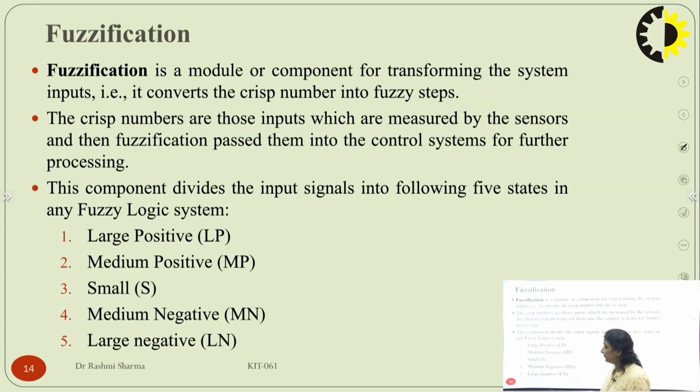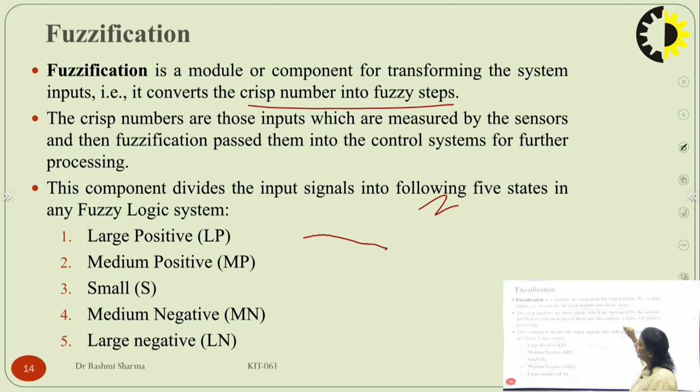Then what do we mean by fuzzification? Fuzzification is the module or component that transforms the system inputs: it converts the crisp value to the fuzzy output. So we are converting these crisp values into fuzzy outputs which are understood by our inference engine. The crisp values are those inputs which are measured by the sensors, like when the temperature is falling down, or what temperature we have told it to get, or a gentle wash. Obviously these are the sensor values.